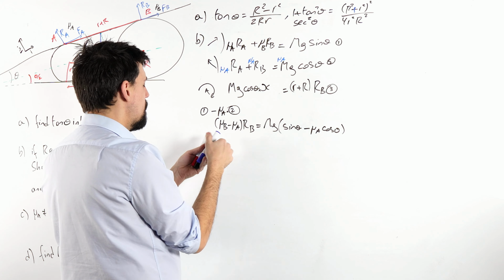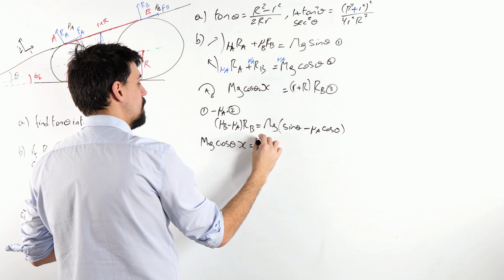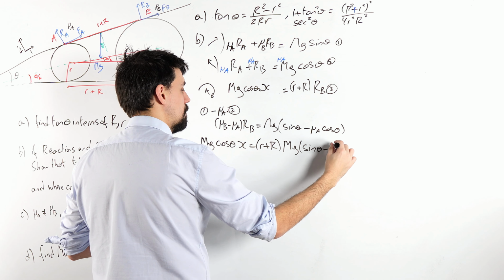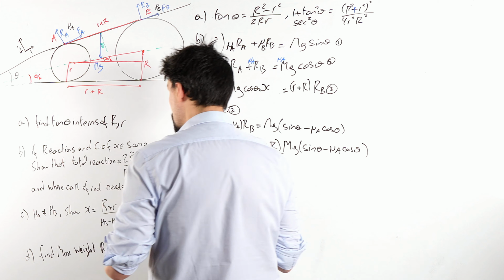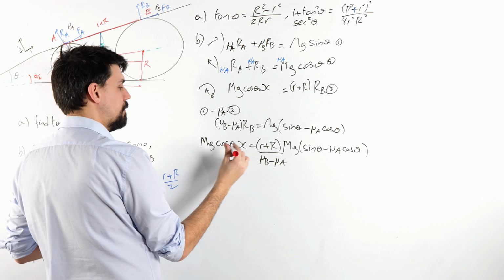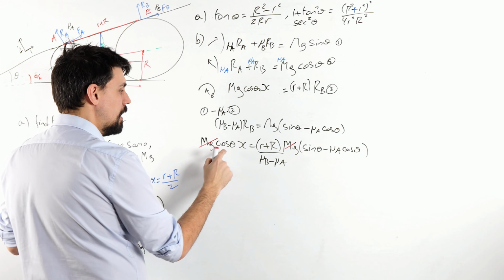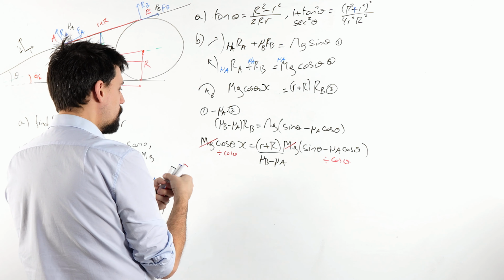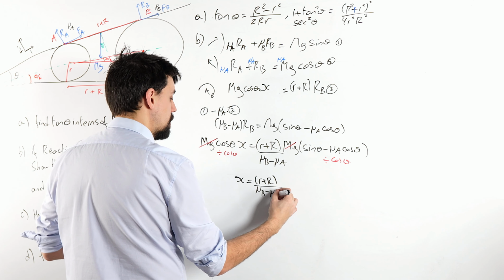But let's take that now and plug it back into equation 3. mg cos theta x is equal to r plus r times RB, which is mg sine theta minus mu A cos theta over mu B minus mu A. There's a lot of stuff going on here that is filling me with confidence and joy. Now what am I going to do? Well, first of all, the mg's go bye-byes, as we might expect, fairly independent of the mass of the plank. Let's divide everything by cos theta, and we end up with x is r plus r over mu B minus mu A.